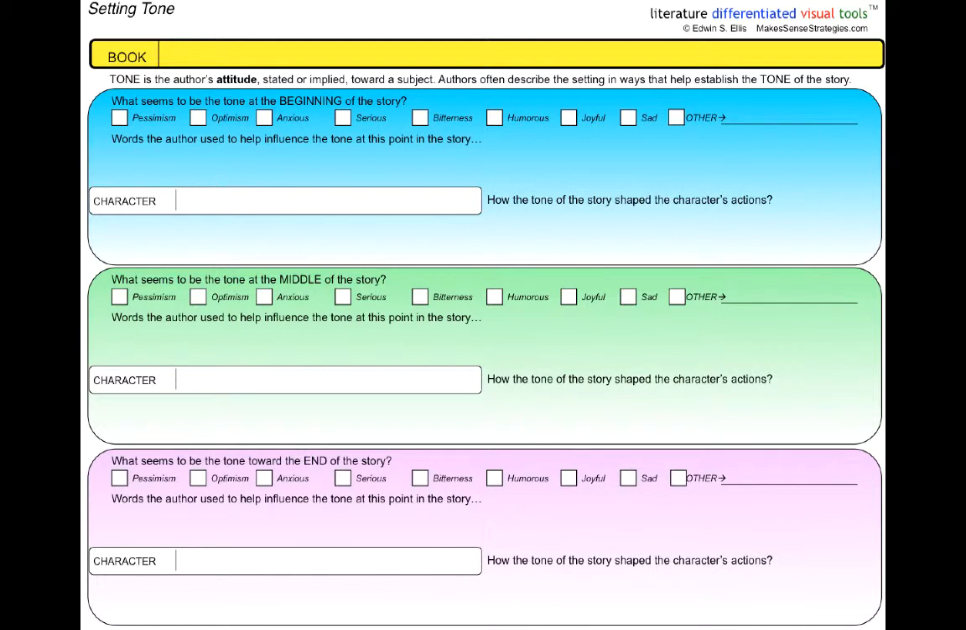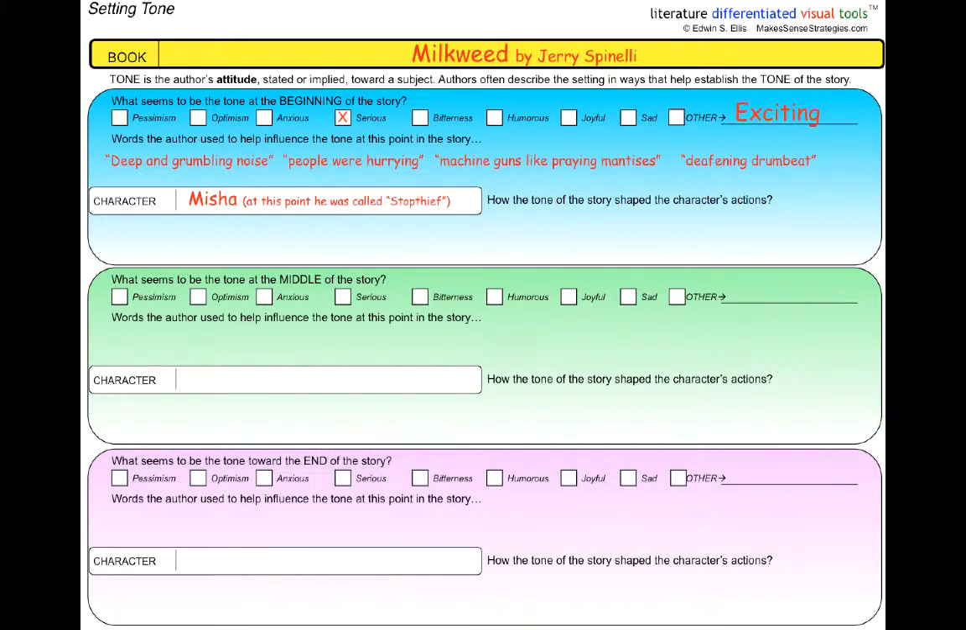So let's look at how a 6th grade teacher used this visual when reading the story Milkweed by Jerry Spinelli. So looking at the tone at the beginning of the story, well, it was pretty exciting. It was very serious. Words the authors used to help influence the tone at this point in the story: the authors wrote deep and grumbling noise, people were hurrying, machine guns were like praying mantises, deafening drumbeat. So a key character in the story was Misha, who at that point in the story was called Stop Thief.